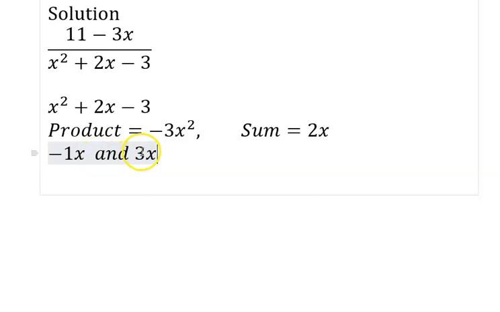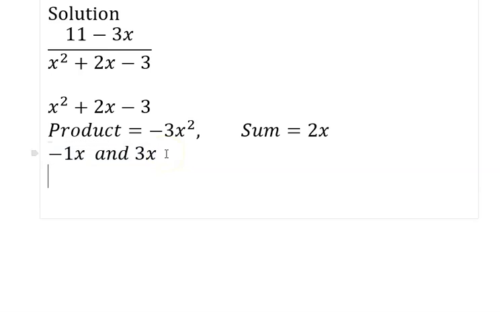Let's check for sum. Sum means we are adding those two numbers. So if you say minus 1 plus 3, or you say 3 minus 1, it will give you 2. So if you say 3x minus 1x, it will give you 2x. That means our numbers are correct. So by so doing, we can use them to factorize what we have here.